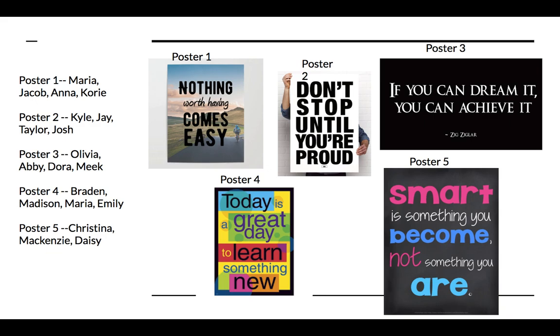So these people are poster 1, Maria Blatnick, Jacob, Anna, and Corey. Poster 2 will be Kyle, Jay, Taylor, and Josh. Poster 3, Olivia, Abby, Dora, and Meek. Poster 4, Braden, Madison, Maria, R, and Emily. And poster 5, Christina, Mackenzie, and Daisy.